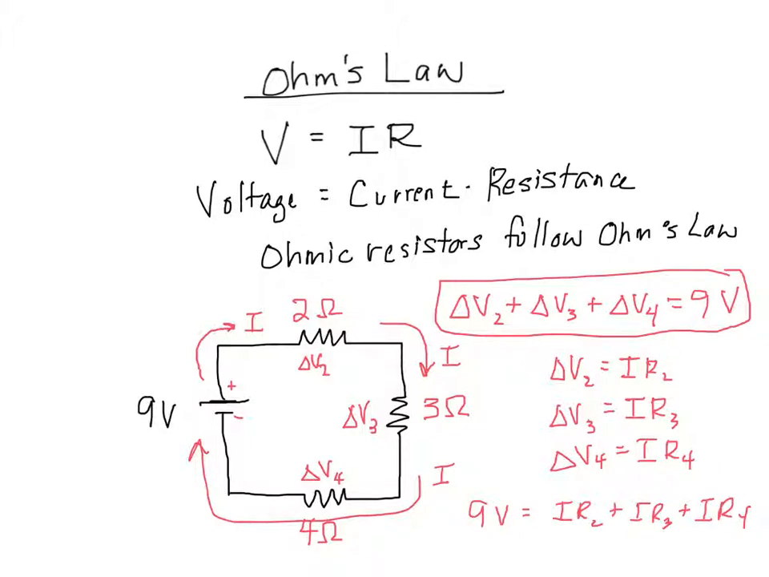But notice that it's the same I in all of those individual resistors because it has nowhere else to go. That current has nowhere else to go but through the clockwise path. So 9 volts, if I factor out the I, R2 plus R3 plus R4, which is 2 plus 3 plus 4, right? Having a hard time making my 4. Here we go. And I will take that onto the next page.